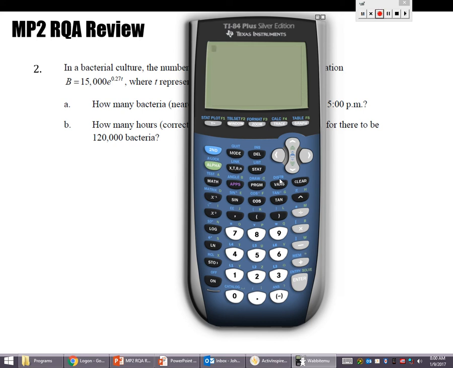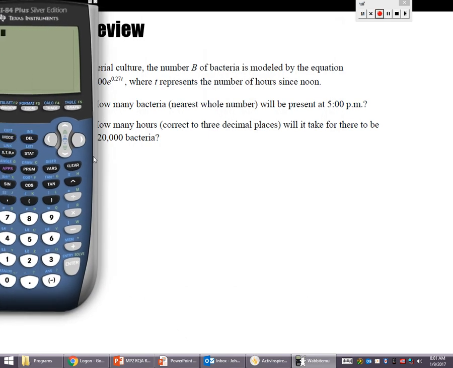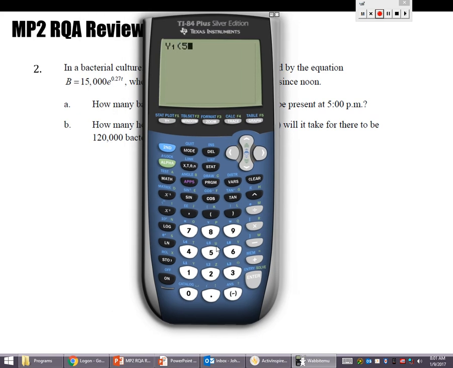You can also do, now I hesitate to do this because all of you have different calculators out there, but on all of your calculators you can get a Y1 on your menu. And then if you want to know what it is at 5 p.m., it's since noon, right? So that corresponds to t equals 5, right? Did you get that, people out there? Did you do A and get this answer? 57,861.38.